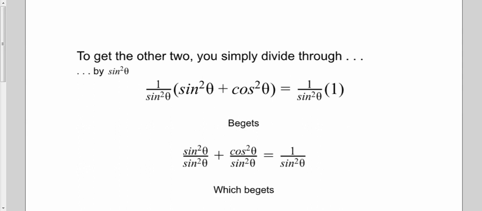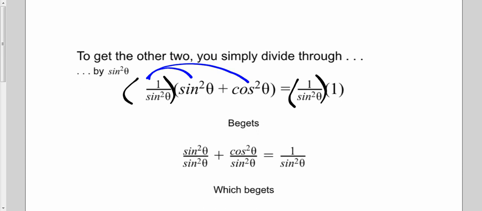equals 1, by sine squared. Dividing is like multiplying by the reciprocal. So I'm multiplying by 1 over sine squared theta on both sides of my equation. Yes, I can do that, right? So when I do that, what procedure do I have to do? What do we call this process? Distribute. We use the distributive property.